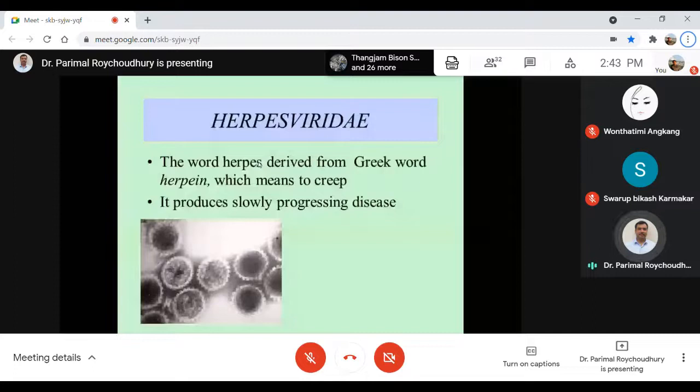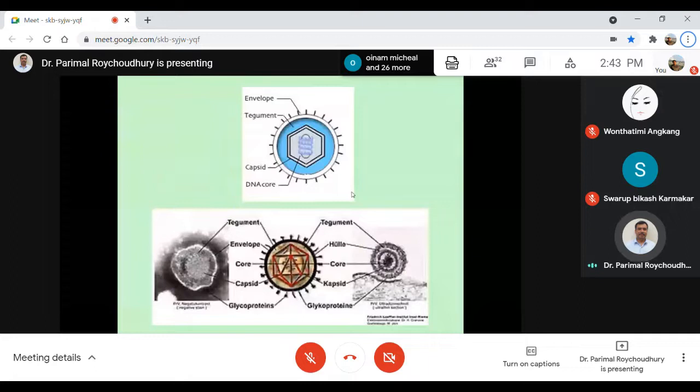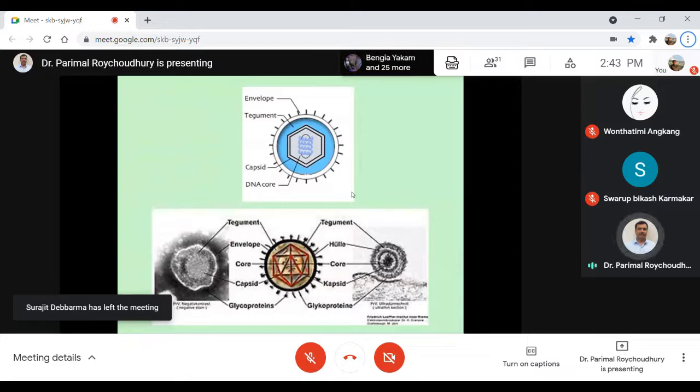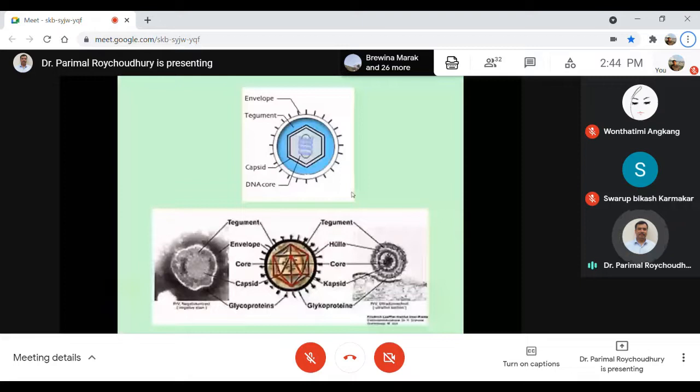Because of that very slow progression of the disease, this group of viruses are called herpes, that means the creeping movement. So latency is a very important aspect of this group of virus infection. In other words, we can say it's a non-productive persistent infection. The virus may remain hidden inside certain tissues where the cells of the immune system and antibody don't reach them easily. They can hide inside certain specialized tissues, and from time to time they flare up and produce overt disease.